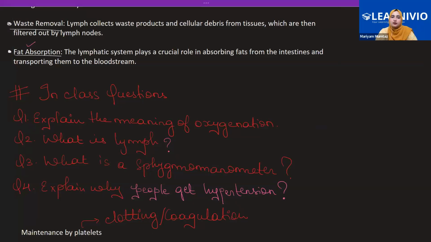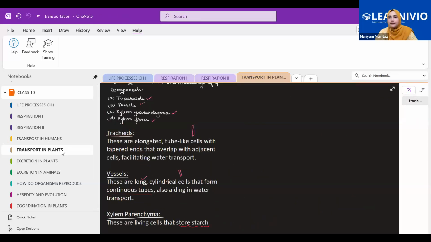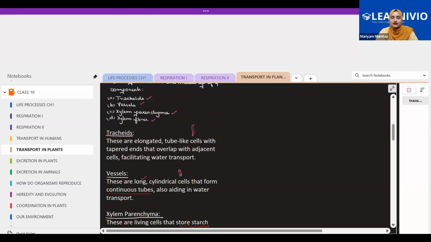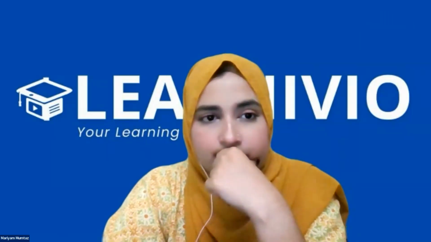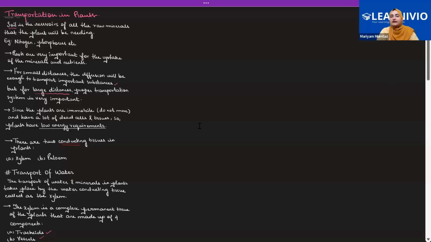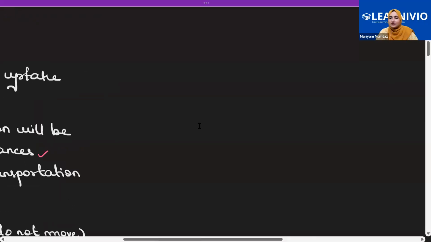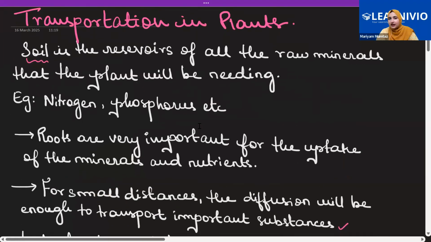All right, now we are going to talk about the transportation in the case of plants. Now, plants are not like us at all, right? Oh, where did my screen go? Can you see the screen? So we're going to talk about the transportation in the case of plants. Plants do not have a proper circulatory or transportation system just like us.